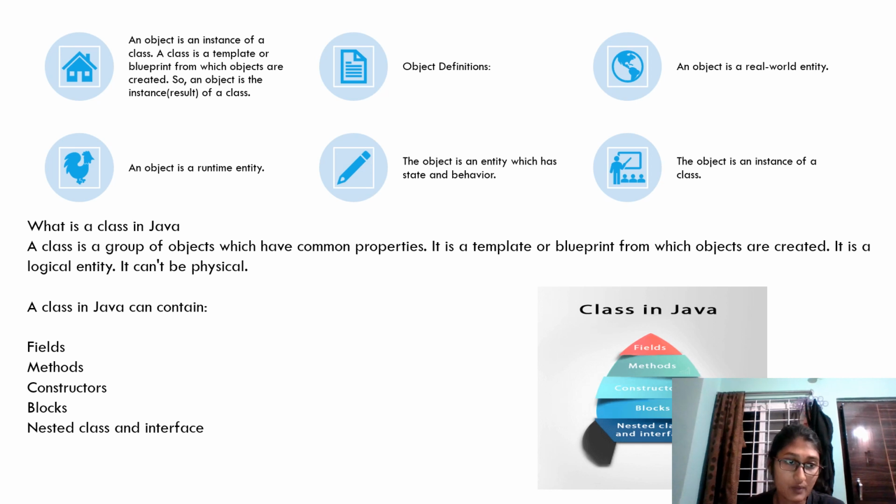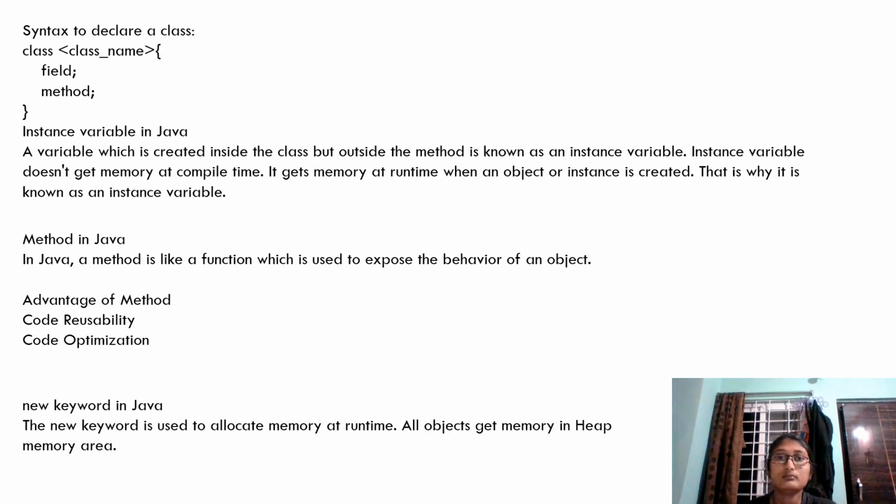What is a class in Java? A class is a group of objects which have common properties. It is a template or blueprint from which objects are created. It is a logical entity. It can't be physical. A class in Java can contain fields, methods, constructors, blocks, nested classes, and interfaces. Syntax to declare a class: class, class name, field, method, instance variable.